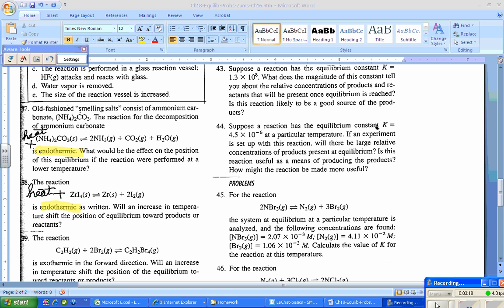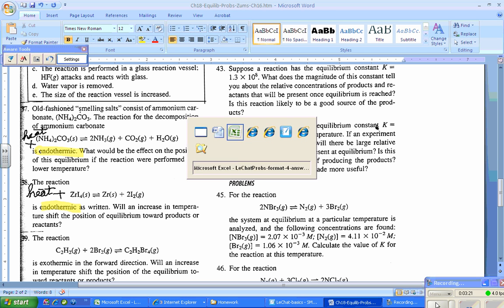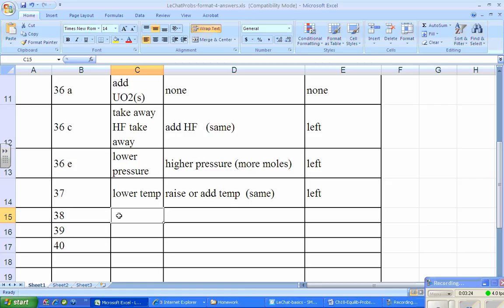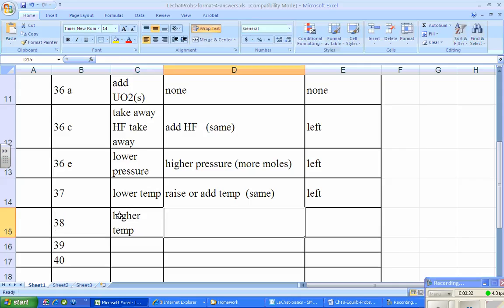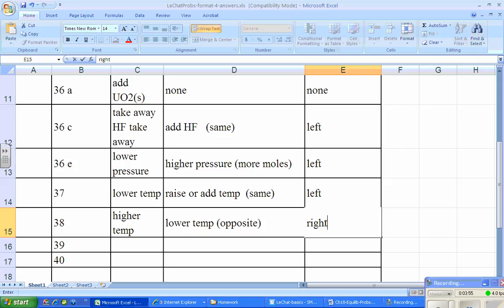Okay, so let's go back and work out the logic now. An increase in temperature, that means a higher temp. Now we go over and we figure out what LeChat wants to do. Well, you know what LeChat wants to do. He wants to lower the temperature. So to go or take away, we have to go opposite. Since heat is on the left, opposite of left is right, and that becomes our shift. Not too bad. I hope you're starting to get the hang of this.